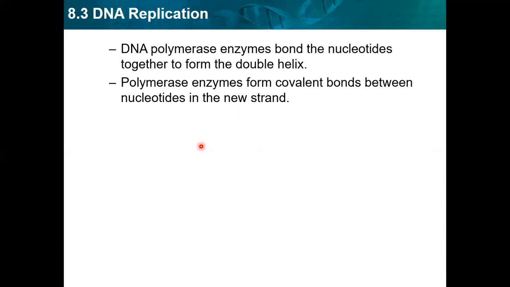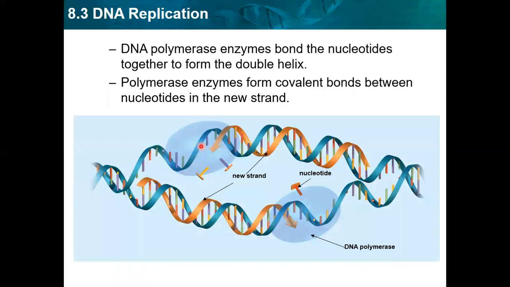So once they pair with it, you're going to have the double pairing taking place at the same time. So the polymerase would be the one to help stick them to the complementary bases. The polymerase enzyme will form a covalent bond between the nucleotide in a new strand. So this is exactly what we're talking about.